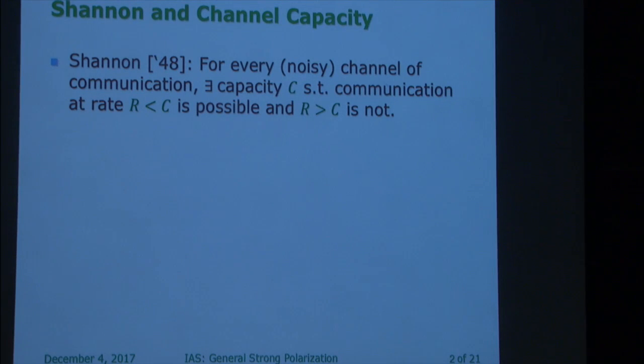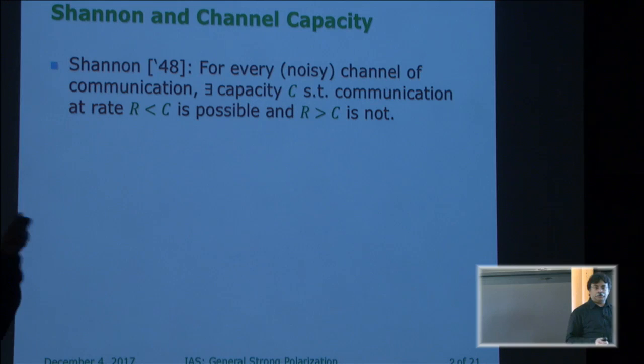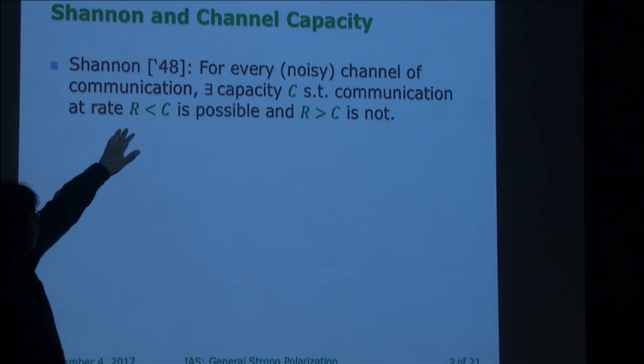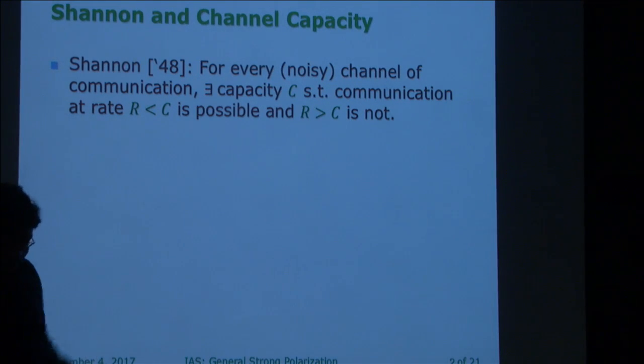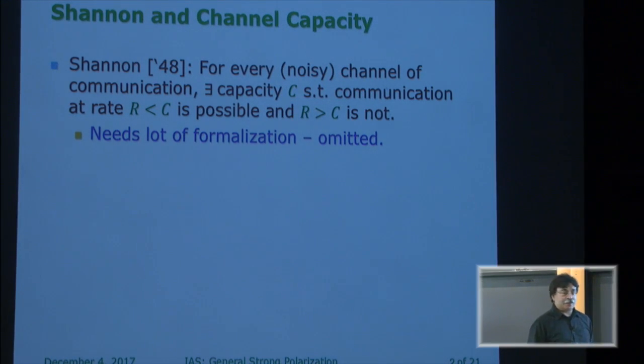So the goal of this talk and research in a fair amount of this area starts with Shannon's 1948 theorem, which says that for every noisy channel, you can associate a positive real-numbered value, call it its capacity, and communication at rate less than capacity is possible, rate greater than capacity is not.